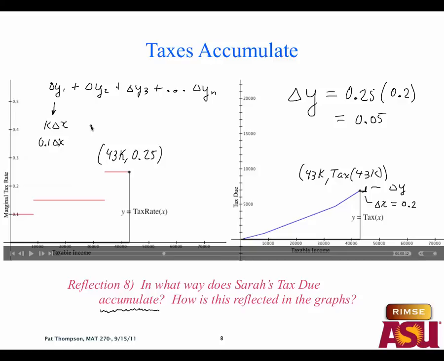So it's another way to think about how the tax on 43,000 came about. Earned a little bit of income, so calculate the tax on that first little bit of income. The next little bit of income, calculate the tax on that, and then just add them all up. Okay? So two ways to think about the total tax due on 43,000. Okay, so this idea of accumulation, bit by bit by bit, is a huge theme that we're going to be going after in the next month.